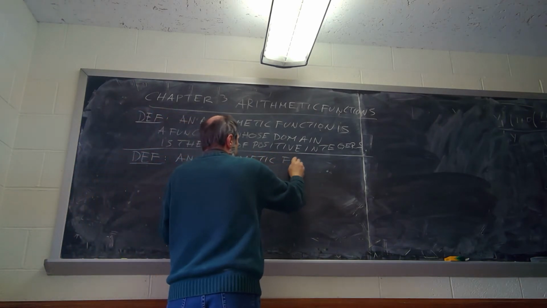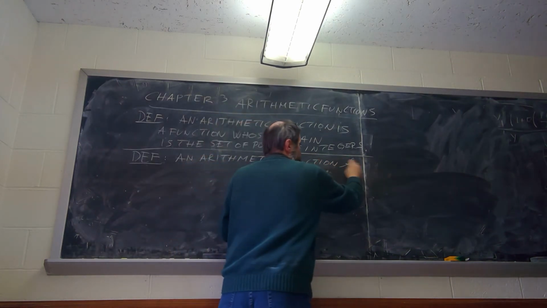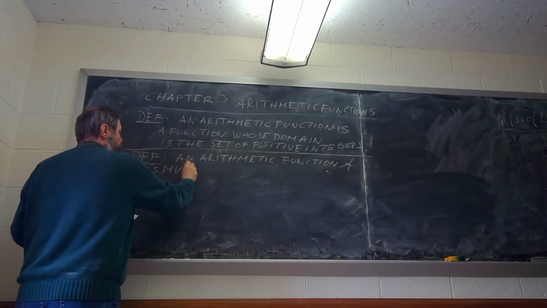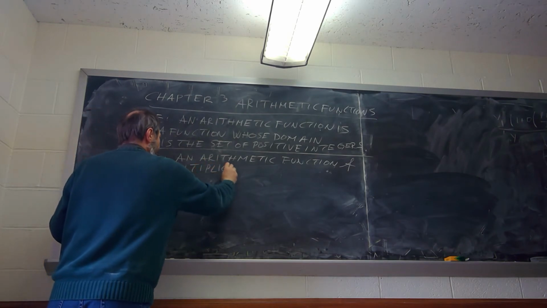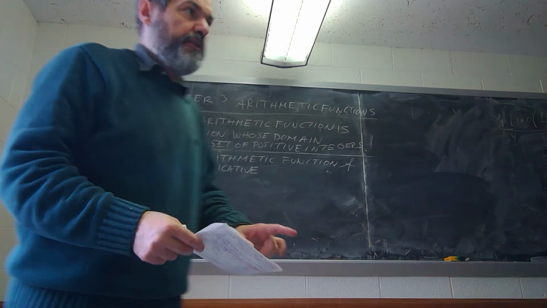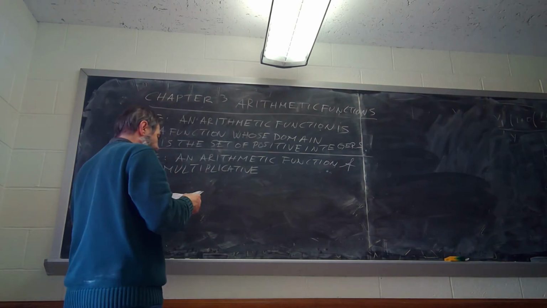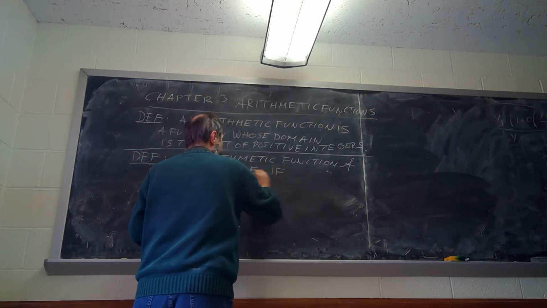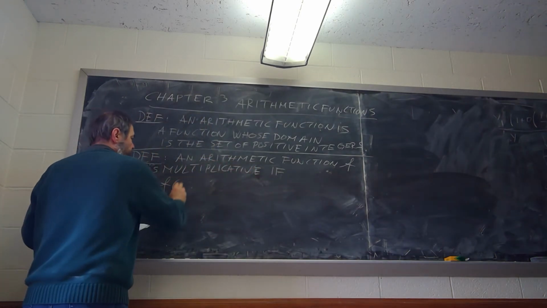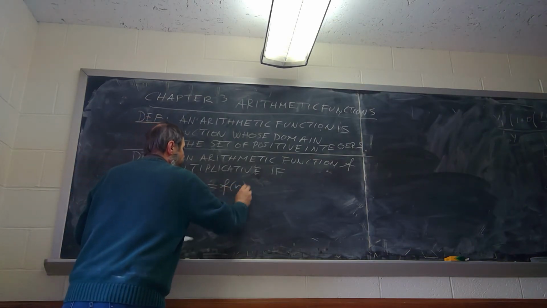An arithmetic function f is multiplicative, so is... now the definition may be a bit surprising, so I go carefully over it. If f of m times n is equal to f of n times f of m.